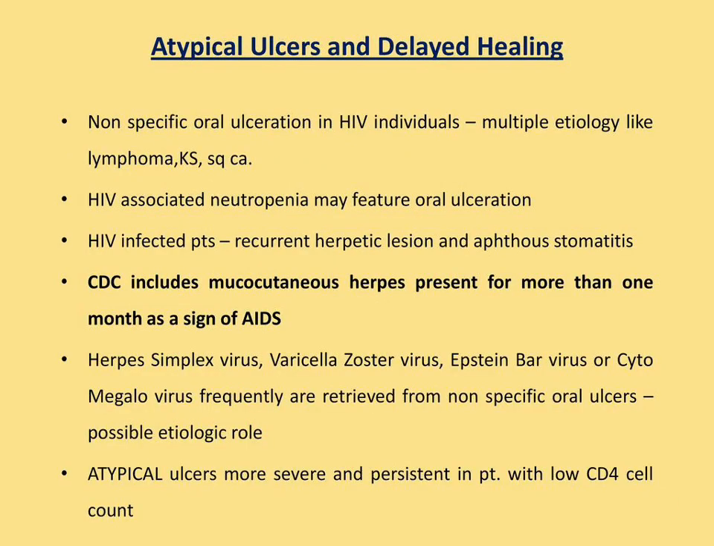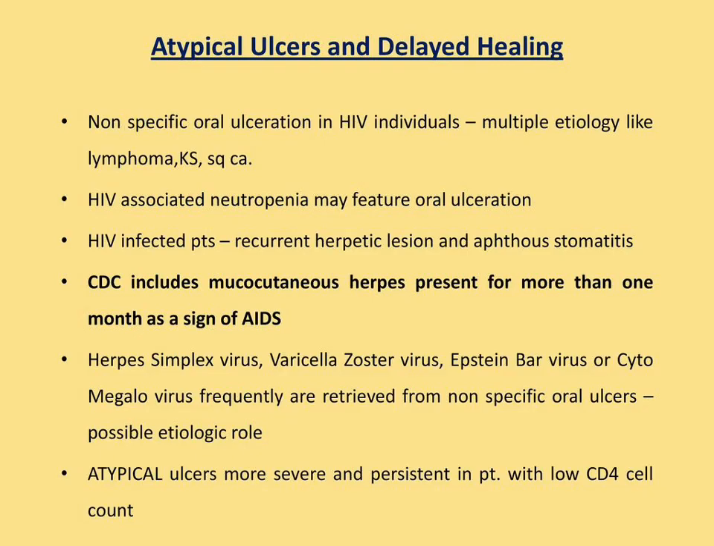Atypical ulcer and delayed healing. Non-specific oral ulceration in an HIV individual has multiple etiologies, like lymphoma, Kaposi sarcoma, and squamous cell carcinoma. HIV-associated neutropenia may feature oral ulceration. In an HIV-infected patient, latent herpetic lesions and active stomatitis are seen.